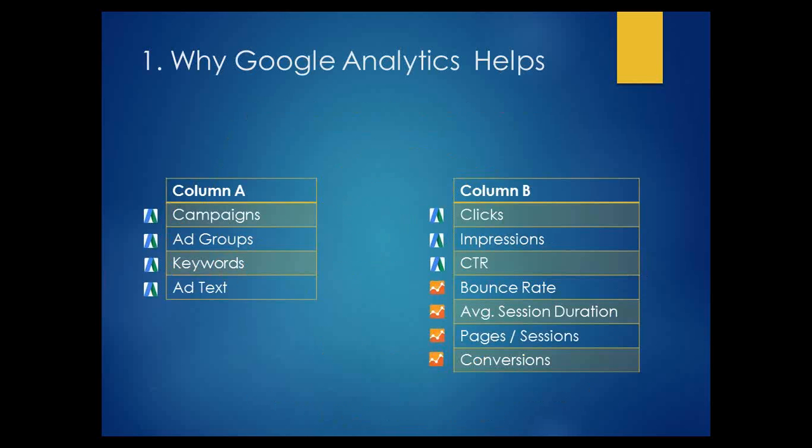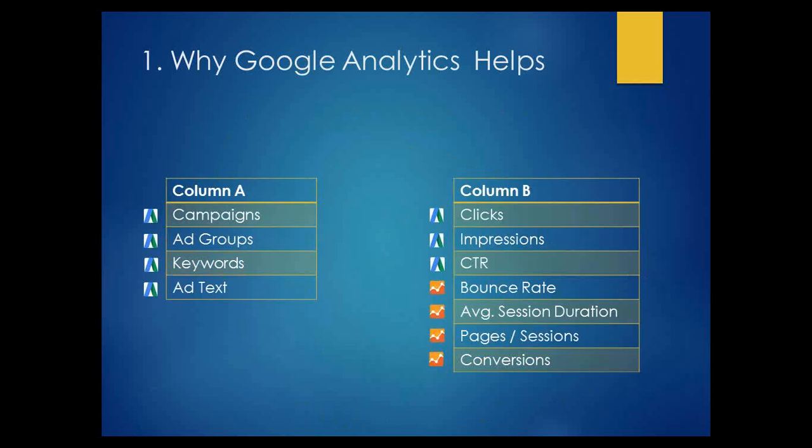What you see here is two columns. On the left side, column A, you see the logos beside each of those elements. In column A, this is the structure of your AdWords accounts. You have your campaigns, your ad groups, your keywords, and your ad text. In column B, these are metrics that you can find within each of the systems.